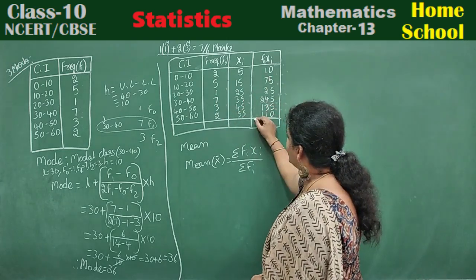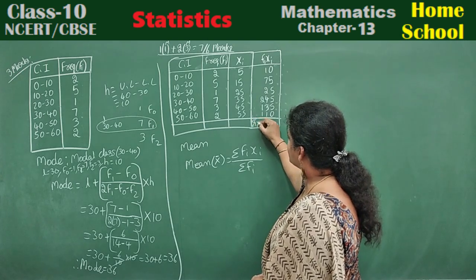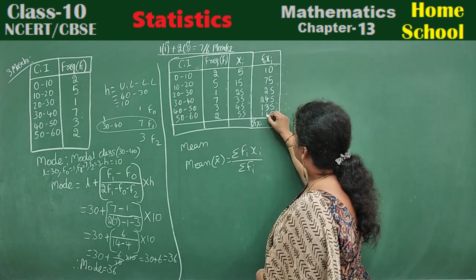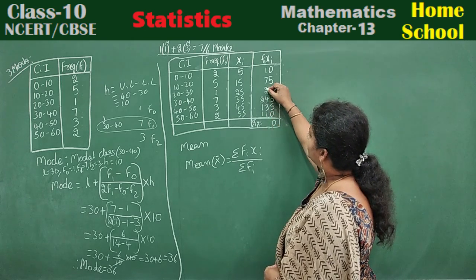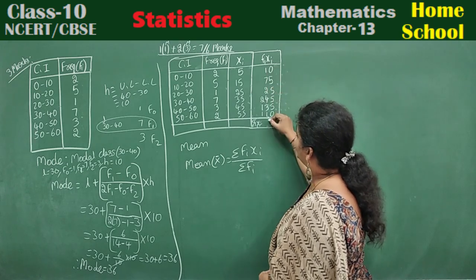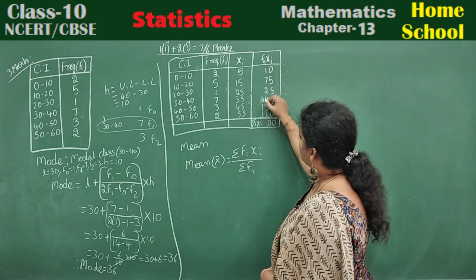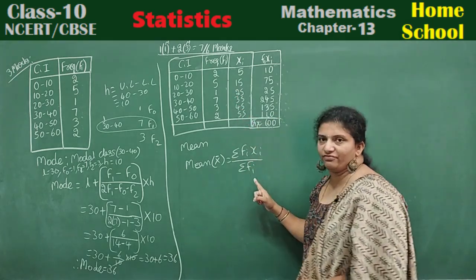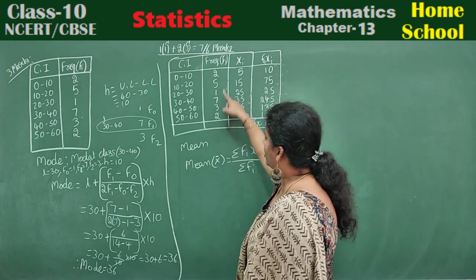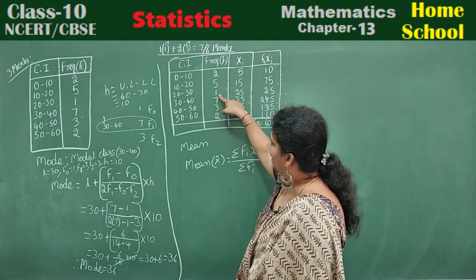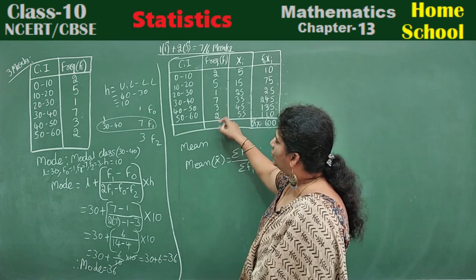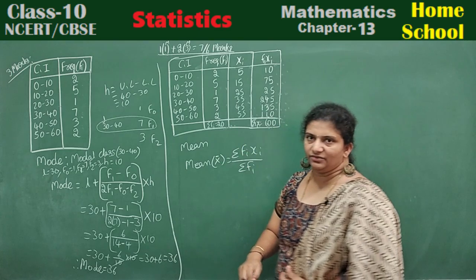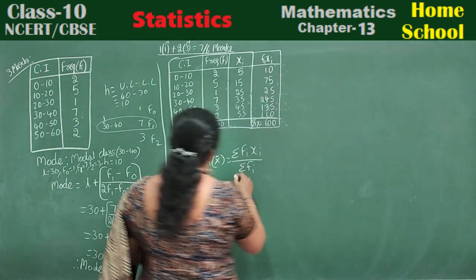Next one, add all these. Summation fi xi is equal to 600. In the same manner, I need summation fi. Add all these in the frequency column. 2 plus 5, 7, 8, 15, 18, 20. Summation fi is equal to 20. Substitute the values here.